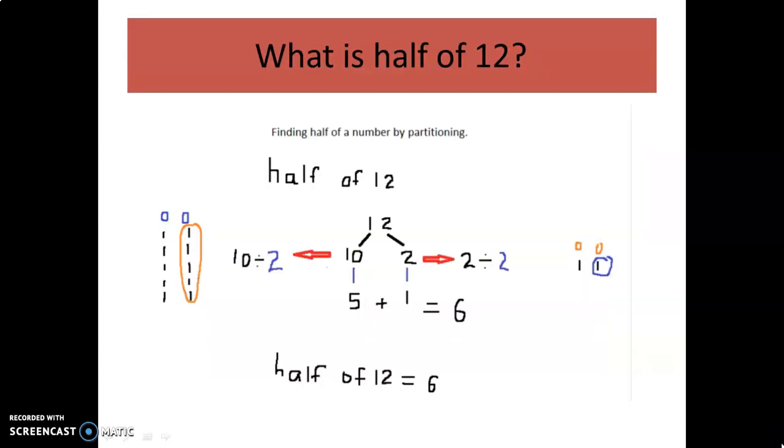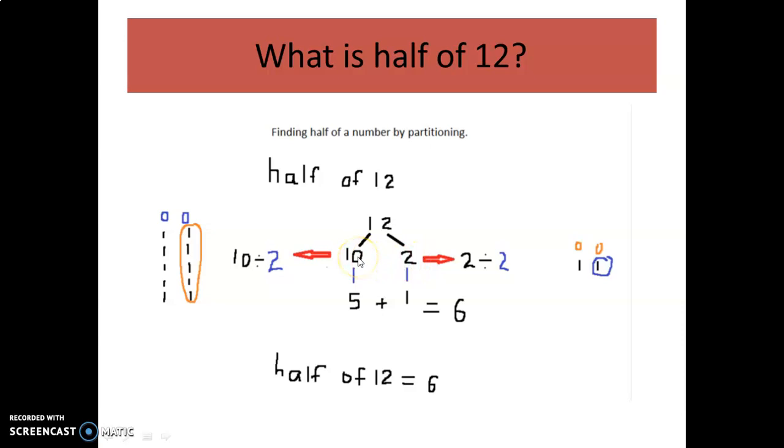So let's get started. Now, what is half of 12? For example, we are finding half of a number by partitioning. You will first write your number like this. So this is 12. Then you separate the tens from ones. So you can see we've separated the tens from ones. We have 1 ten, which is 10, then we have 2 ones.